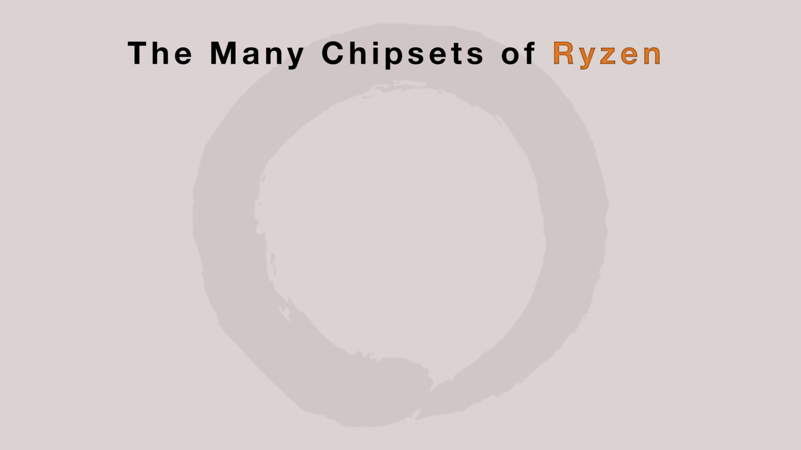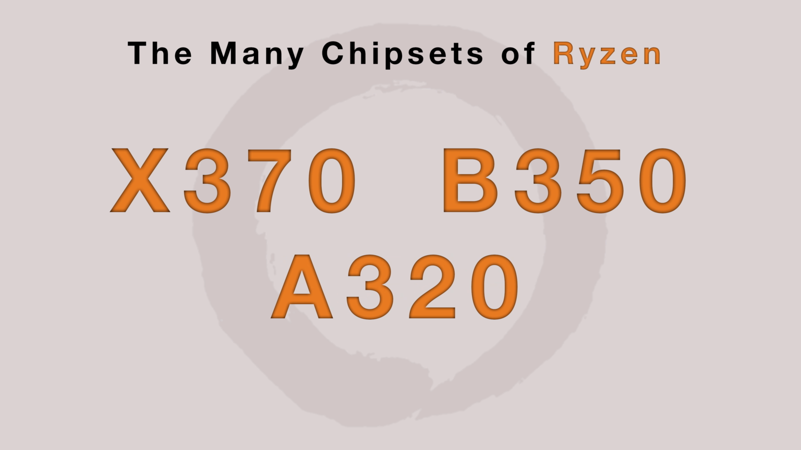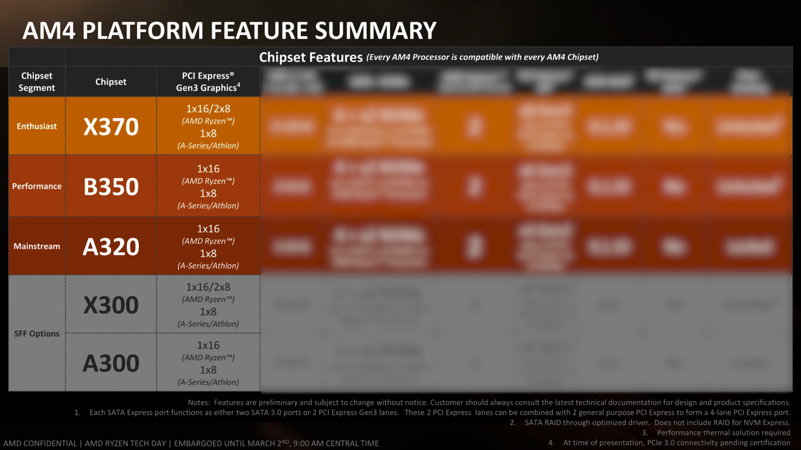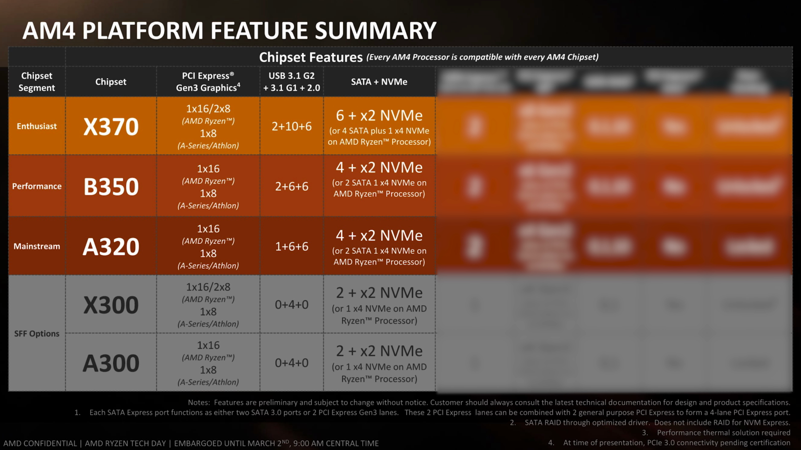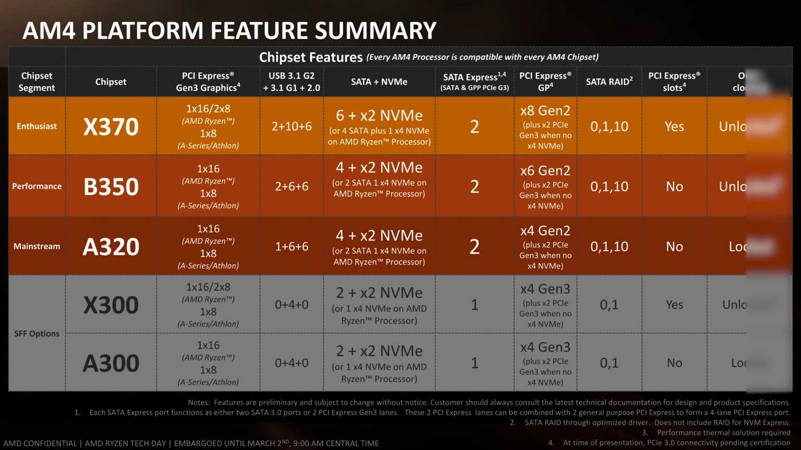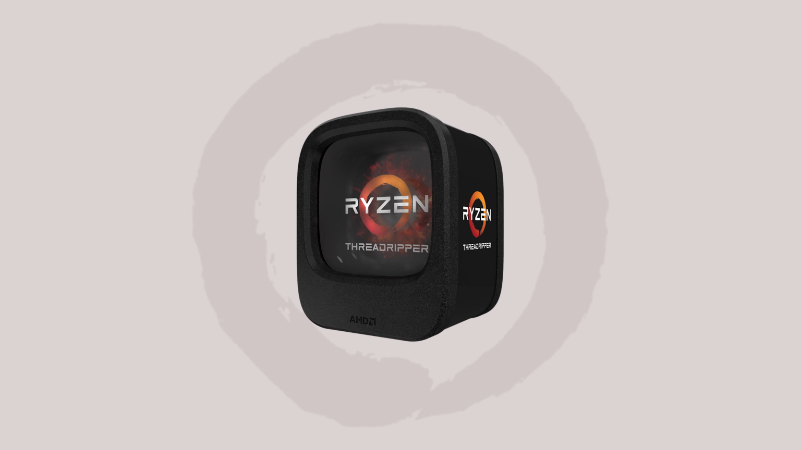Ryzen currently has 3 chipsets. These are X370, B350, and A320. X370 is the enthusiast chipset, B350 is the performance chipset, and A320 is the mainstream chipset. They support a variety of PCIe lane configurations, up to 18 USB ports, up to 6 SATA ports with 2 NVMe drives, and they all support SATA-based RAID. With the exception of A320 chipset boards, all AM4 boards support overclocking.